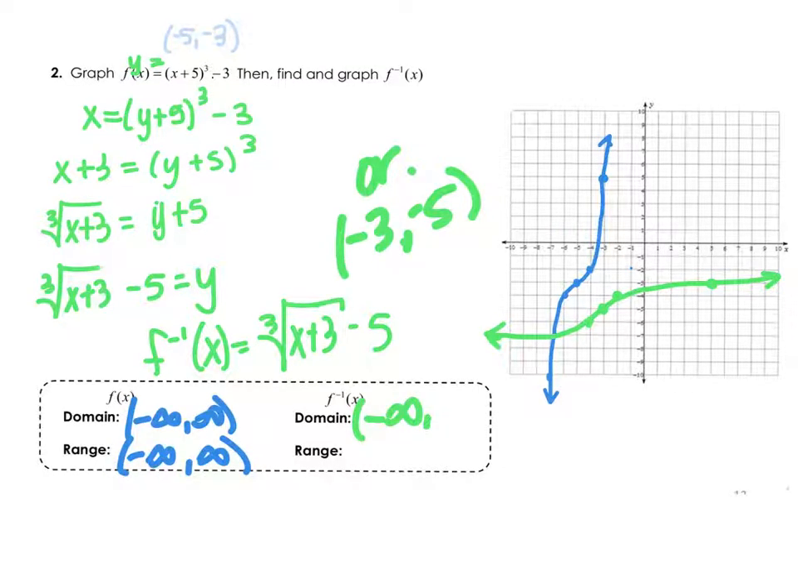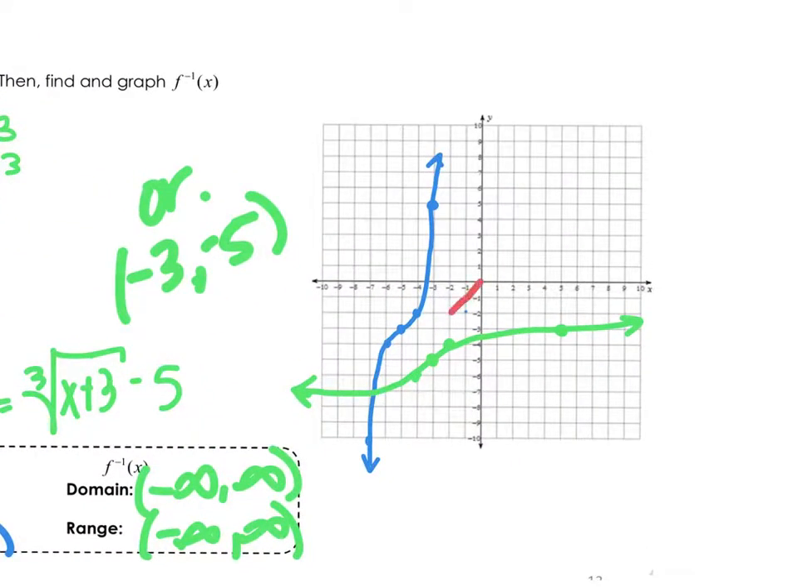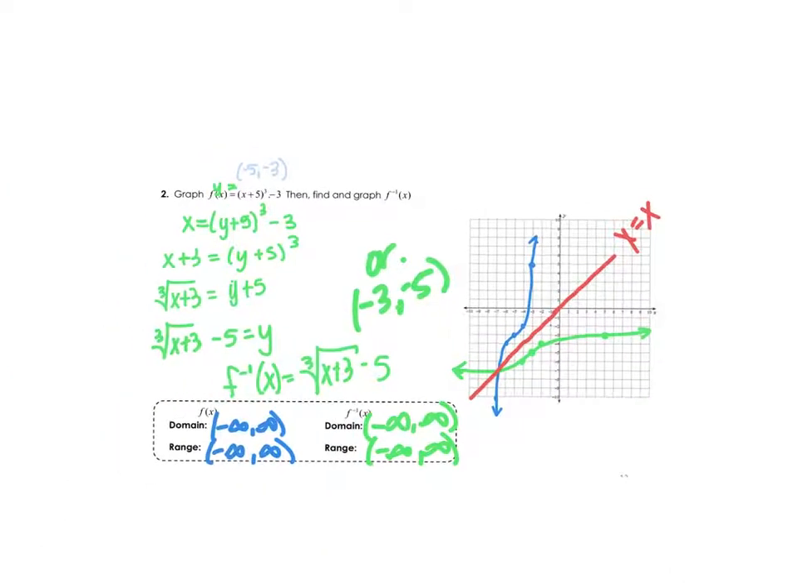All right, so my domain is going to be negative infinity to infinity, and my range is, again, negative infinity to infinity. If I draw in that y equals x line, something to keep in mind is that when I draw in that line y equals x, that red line, that is the mirror for these two graphs. They are reflections over the line y equals x.